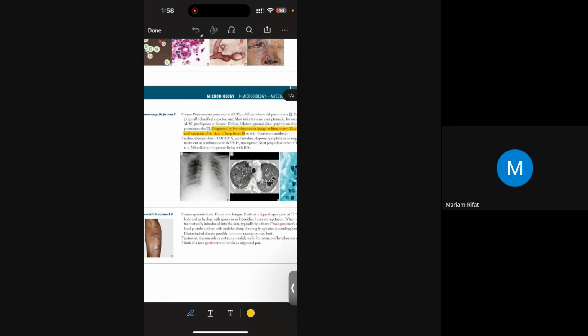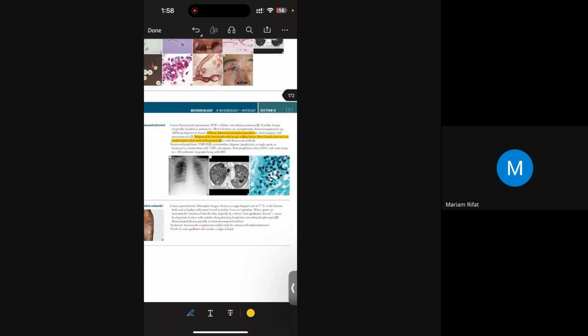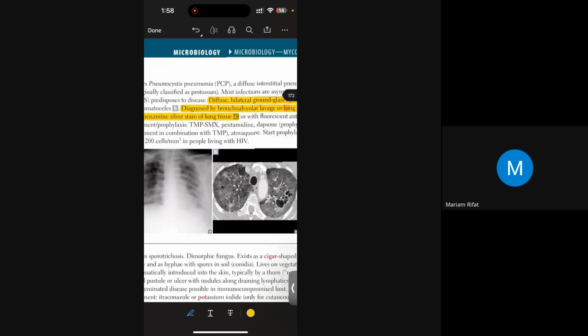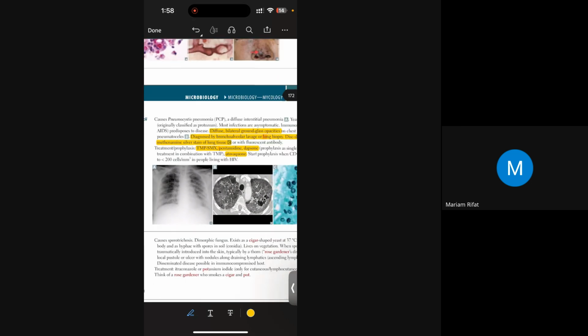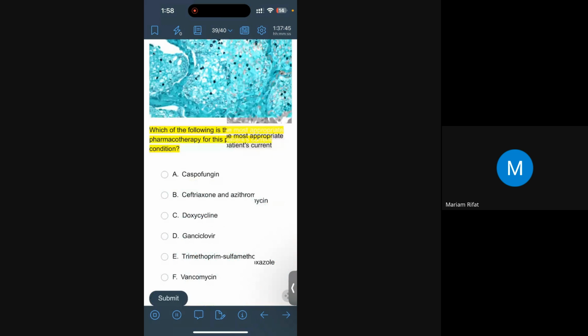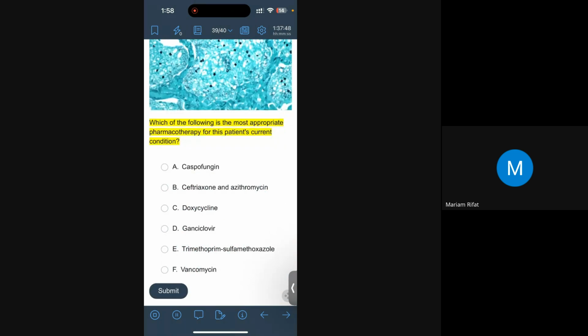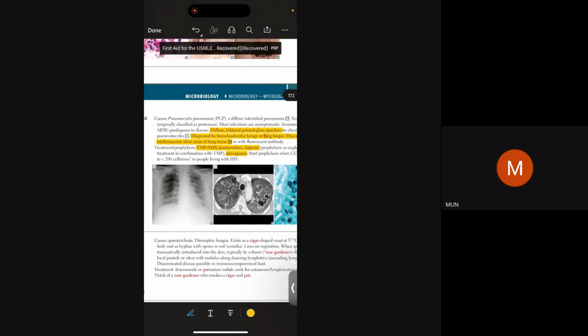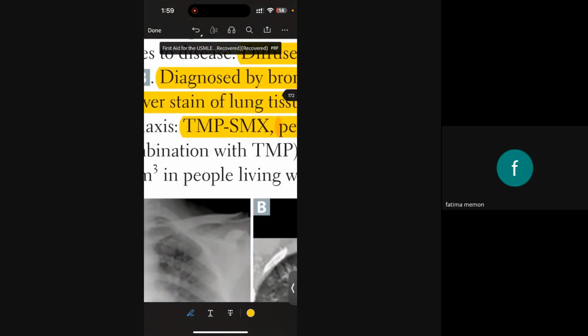Okay. Diffuse bilateral ground glass opacities on chest X-ray with pneumonia. The medications we are going to use are TMP-SMX, pentamidine, dapsone, atovaquone. Okay. What is going to be the answer here? E. TMP-SMX. Yes. Bactrim. Okay.